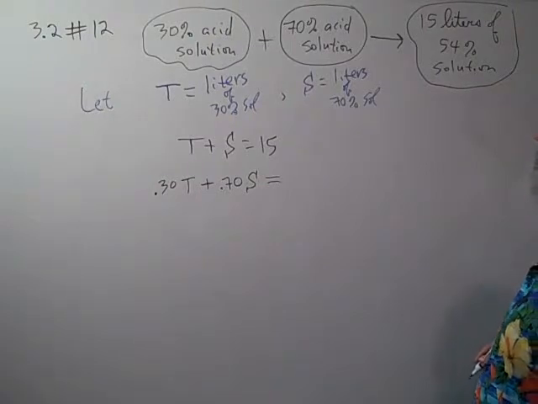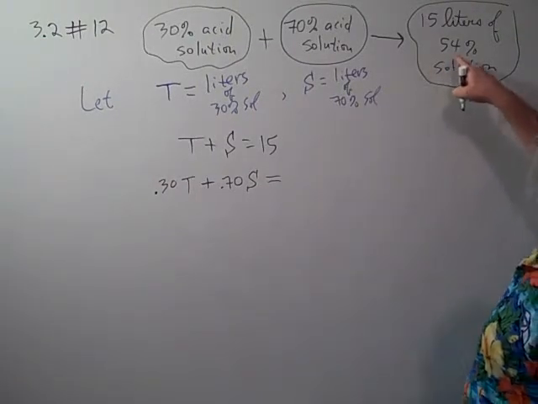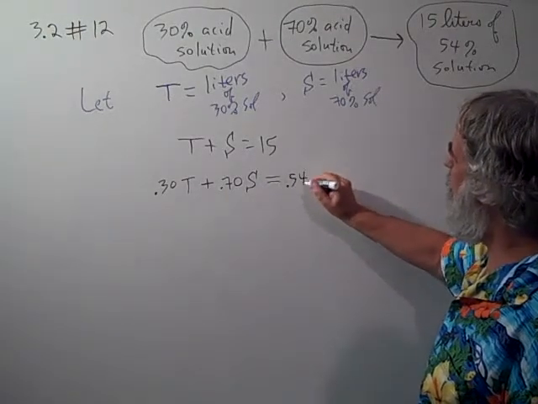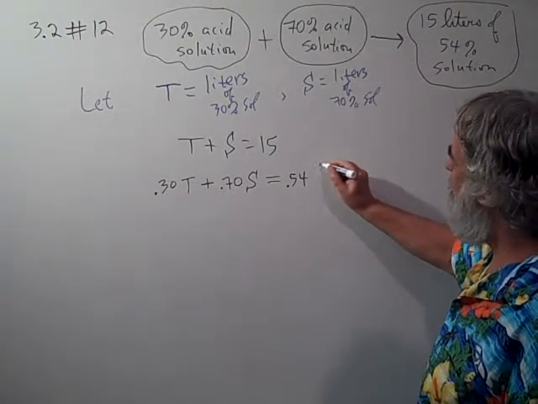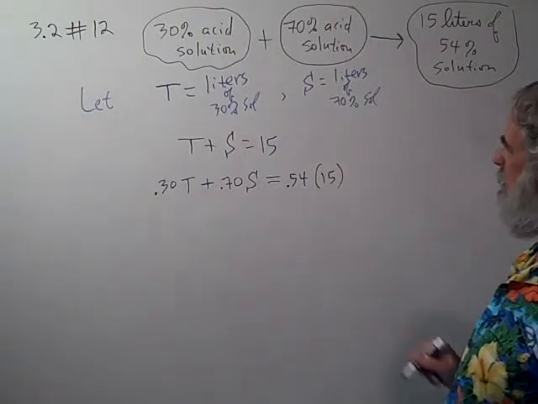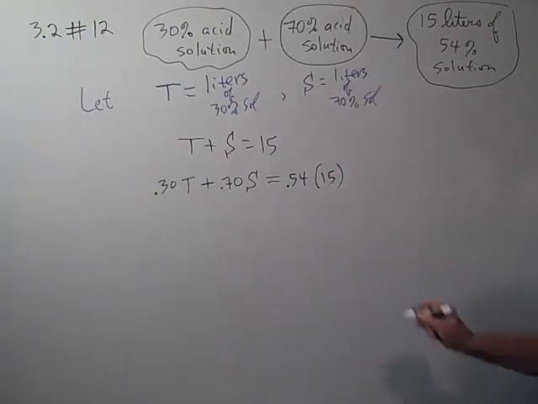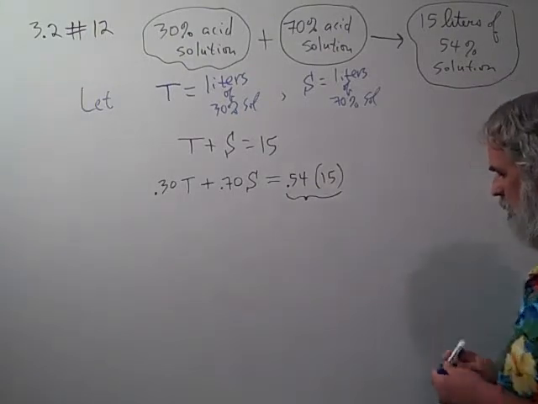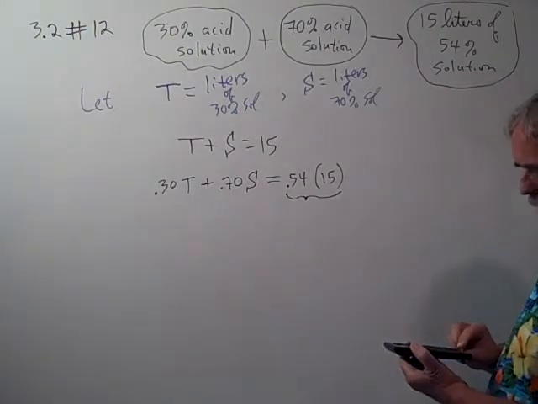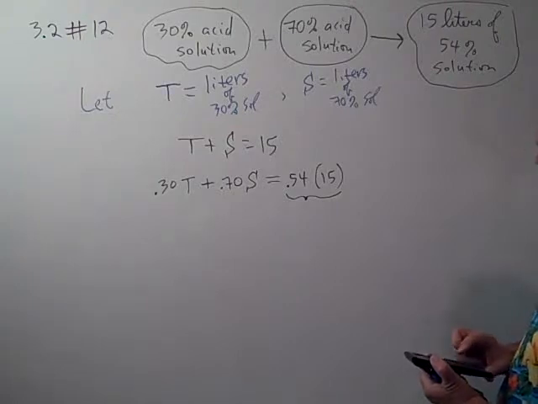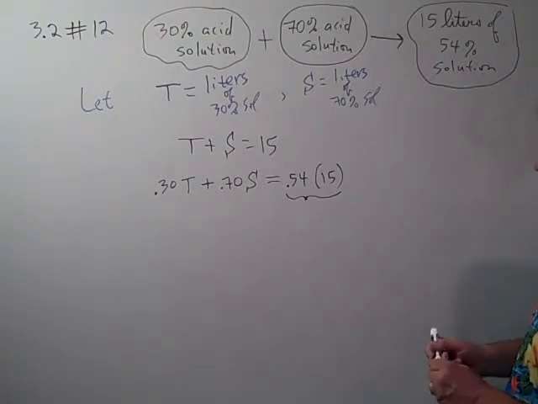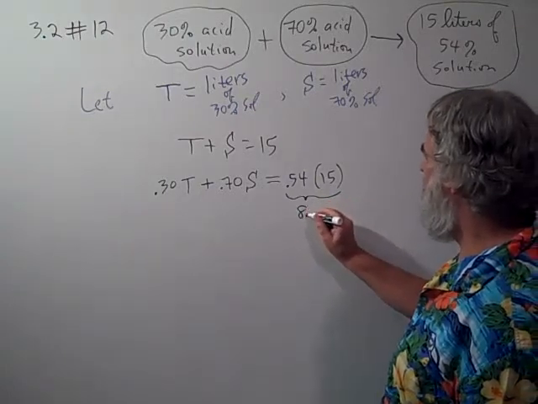And we're going to end up with 15 liters, and it's 54% acid solution. So 0.54 of the 15 is how much acid is there. Now if you multiply those two numbers, in most problems it's a good idea to just multiply those out. 0.54 times 15 is 8.1. So this equals 8.1.